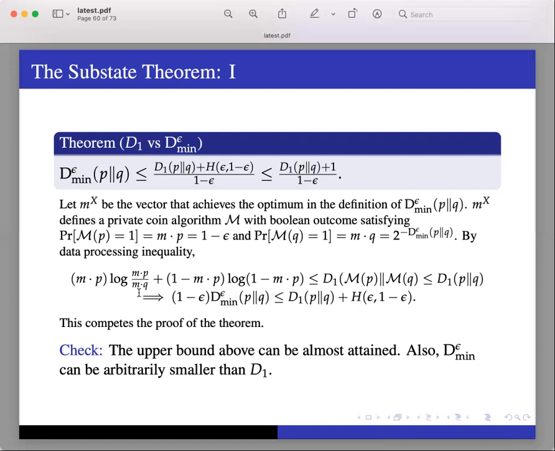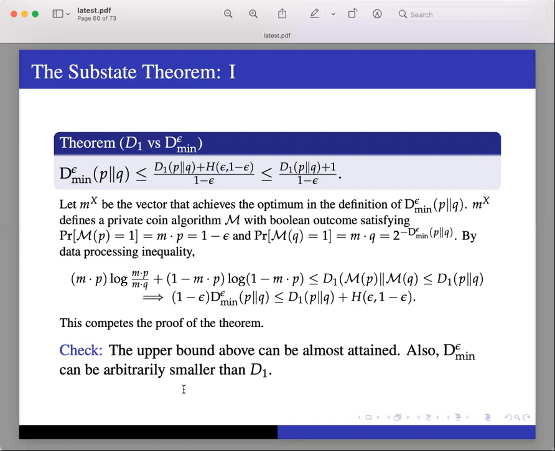Again, I'm a bit confused about this private coin algorithm m. It receives input x distributed according to either P or Q, right? And it's to either accept or reject. Yes. And what is the private coin? The private coins are used to accept symbol x with probability mx, right? mx is something between 0 and 1.